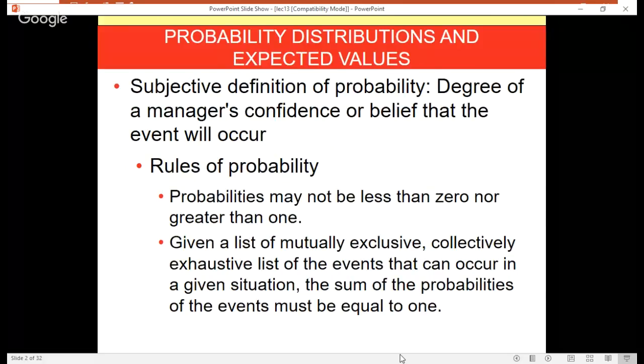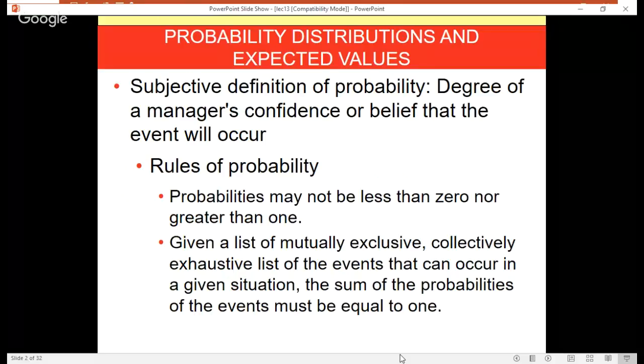I can define something known as subjective probability, right? The degree of a manager's confidence or belief that an event will occur. Some of the rules of probability is that the probability has to be between 0 and 1. It can't be less than 0 and it can't be more than 1.